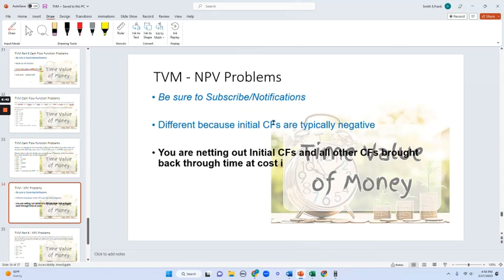Different because the initial cash flows are typically negative. We're going to be getting to that when we do net present value. In this case, all we're doing is combining cash flows together. When we get to net present value, we will be using the exact same keys, exact same functions, except we will be putting in an initial cash flow that is typically negative, and because of that, it will have an internal rate of return. Anyway, so what are you netting out when you get to that? The cash flows were all brought together and brought back through time, and that's why they call it net present value without an initial cash flow. You're simply bringing them all back through time.